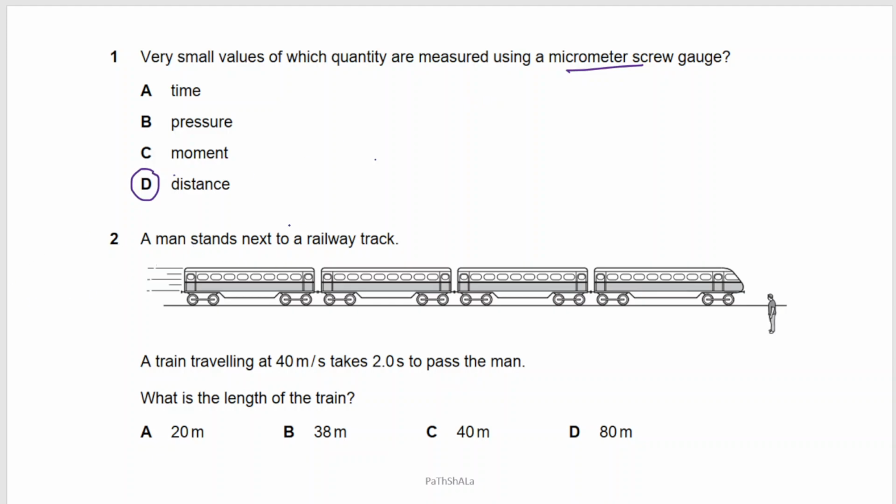Second, a man stands next to a railway track. A train is traveling at 40 meter per second, which is the speed, and it takes 2 seconds to pass the man. So this is the time. And we are asked to calculate the length of the train, which is actually the distance. So we can simply find the distance using speed is equals to distance upon time, or we can say distance is equals to speed into time. So speed is 40 and time is 2. So this gives us 80 meters. So the answer is D.